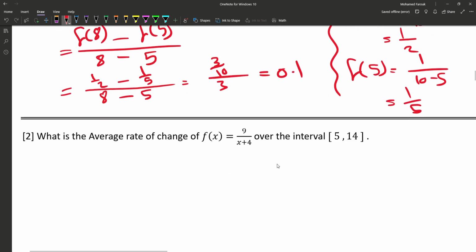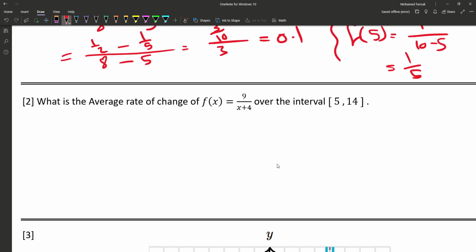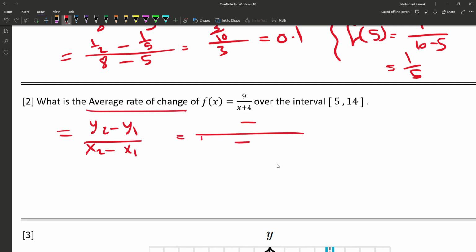Okay, next one, we need the average rate of change of f of x equal to 9 over x plus 4 over the closed interval 5 and 14. We will do the same. Average rate of change is equal to y2 minus y1 over x2 minus x1, which is equal to, here it's 14 minus 5, so we need to get f of 14 minus f of 5.